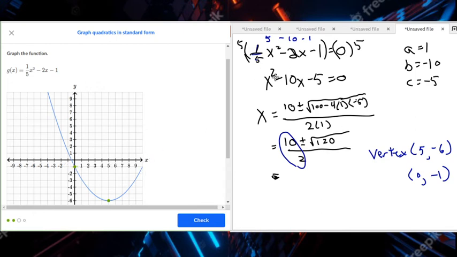So let's try 10. 10 squared is 100, divided by 5 is 20. 20 minus 1 gives us negative 1 too. So the point that we're going to check gives us the value that we have over here too.